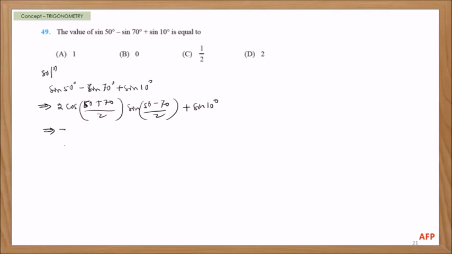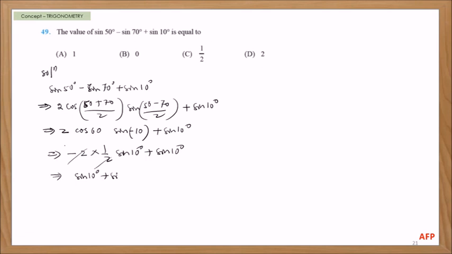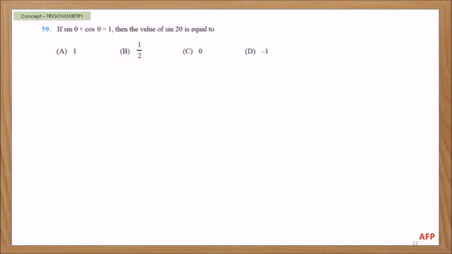So if you simplify, 2 as it is, cos 60 degrees, this you are getting sine of minus 10 degrees plus sine 10 degrees. This implies minus, I will take it outside, 2 times sine 10 degrees, the sine 10 degrees get cancelled. So 0 is the answer, B is the option. Next one. So very simple and simplified answer which we are having.